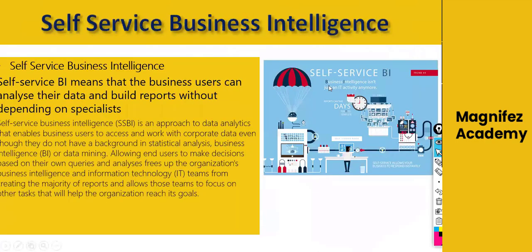Now, what is self BI? Self BI means self business intelligence. What do we mean by business intelligence? Business intelligence means the tool that helps you make decisions in a better way. Adding intelligence to your business is called business intelligence. You are adding intelligence to your business to make better decisions. That's a business intelligence tool.